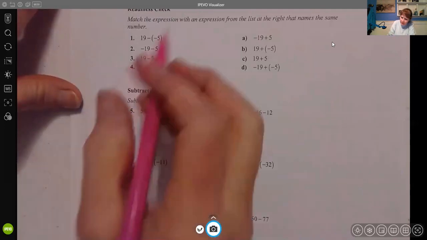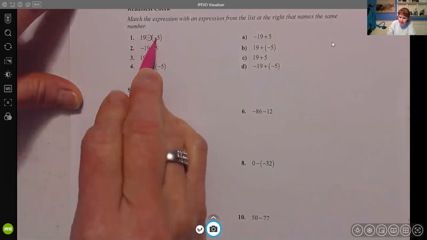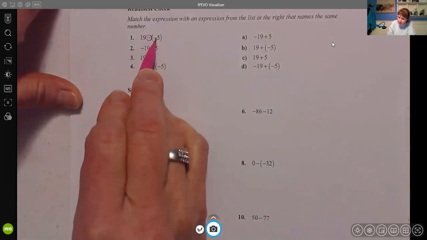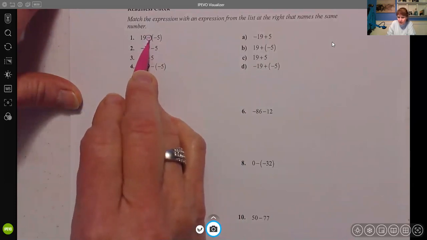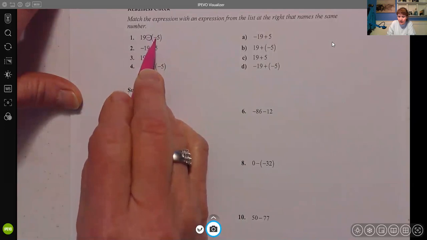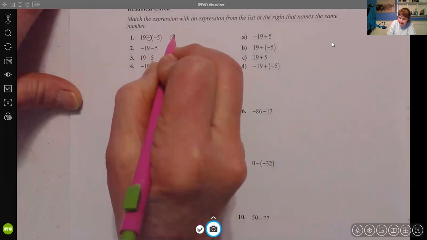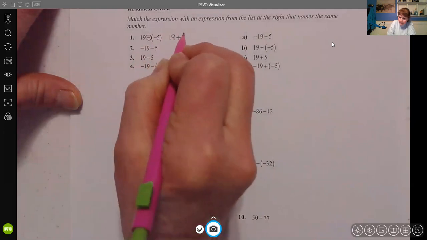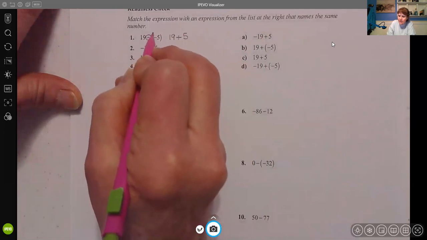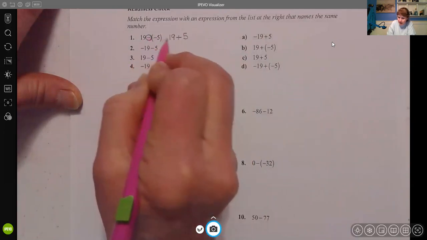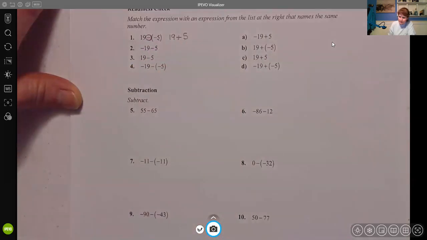So here, if you look here, this is a subtraction symbol. This right here is a negative symbol. What we do is we change the subtraction to addition, but when we do that, we change the sign on the following number. So in this case, this would be 19 plus a positive 5. So we're actually taking the opposite. When I do change that to addition, you're taking the opposite of the following number.